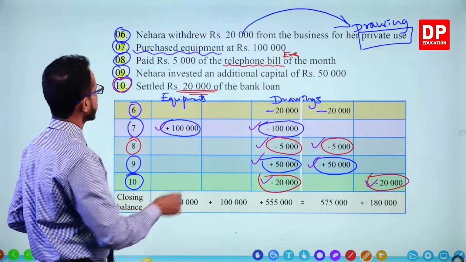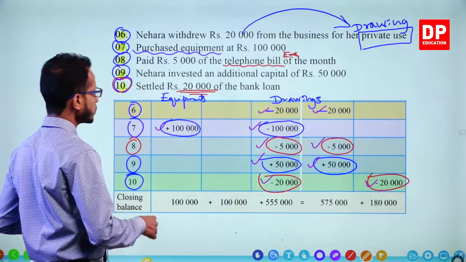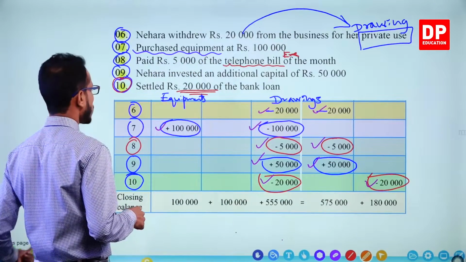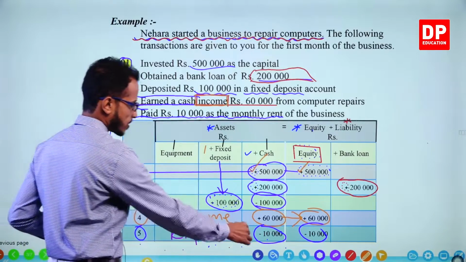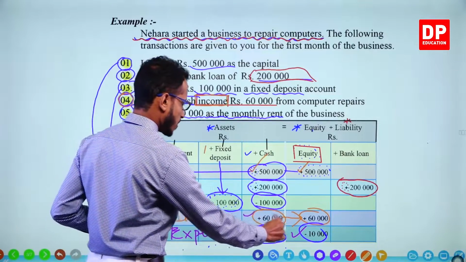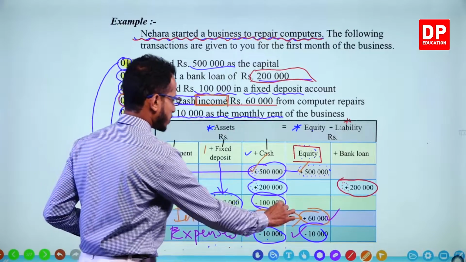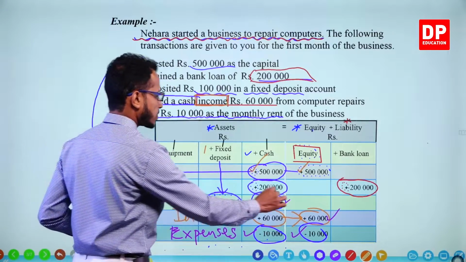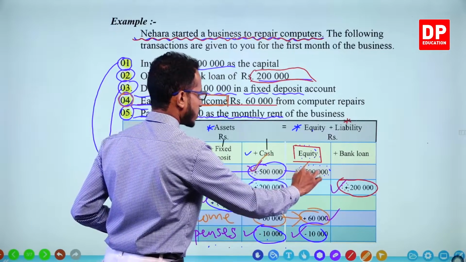Did we tick the 6th? 6th also double entries. 5th, where is the fifth? It's here. Double entries. Fourth double entry is there. Third one also a double entry is there. Second double entry is there, and first we have already ticked.